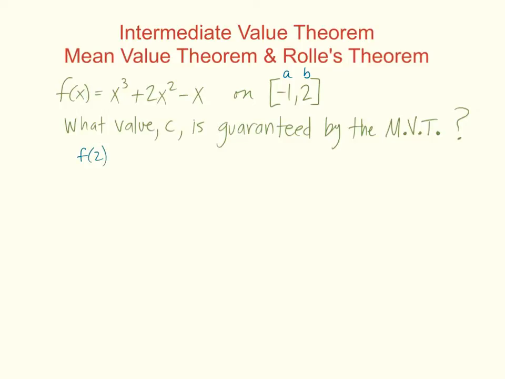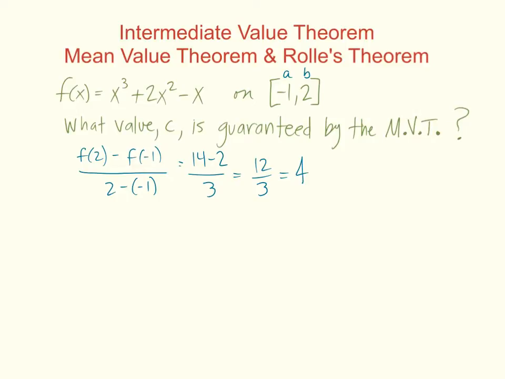F of 2 minus f of -1 over 2 minus -1. This is what's going to give me the slope. And I will save you the details. F of 2 minus f of -1 is 14 minus 2. You can plug and chug that if you wish. And 2 minus -1 is 3. So this is 12 over 3, or 4.